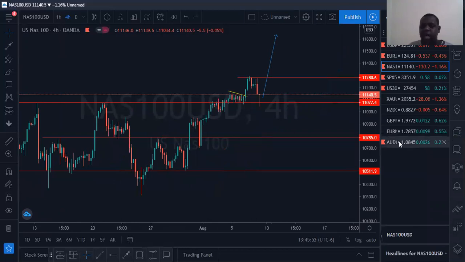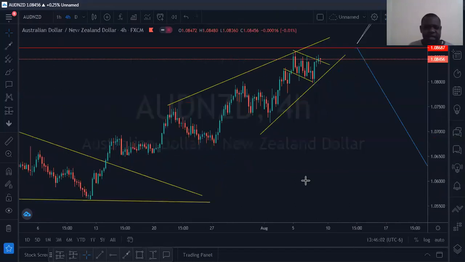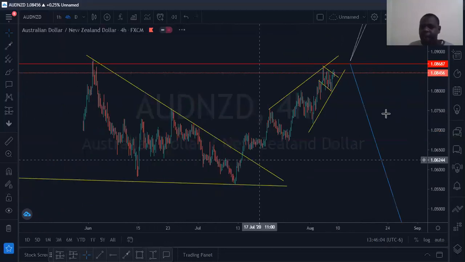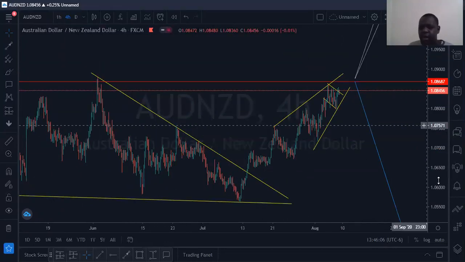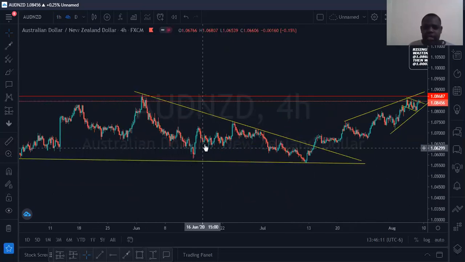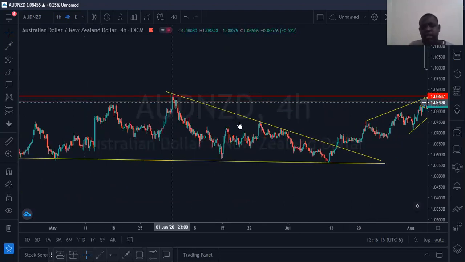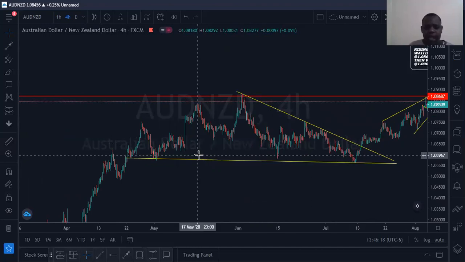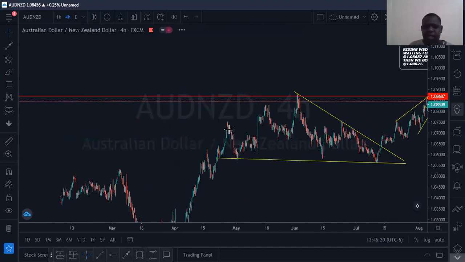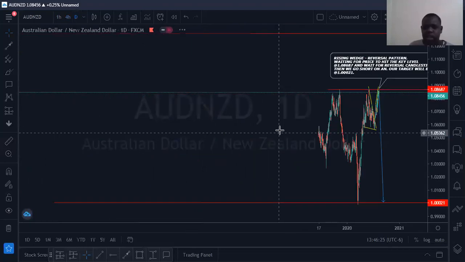I'll just jump into AUD NZD, and I'll just recap because I've already analyzed it and sent the analysis to my group, to my community. So guys, as you can see on AUD NZD, we had a channel here. The market has been on a buy momentum. Let me take you to the daily time frame so that you may see.